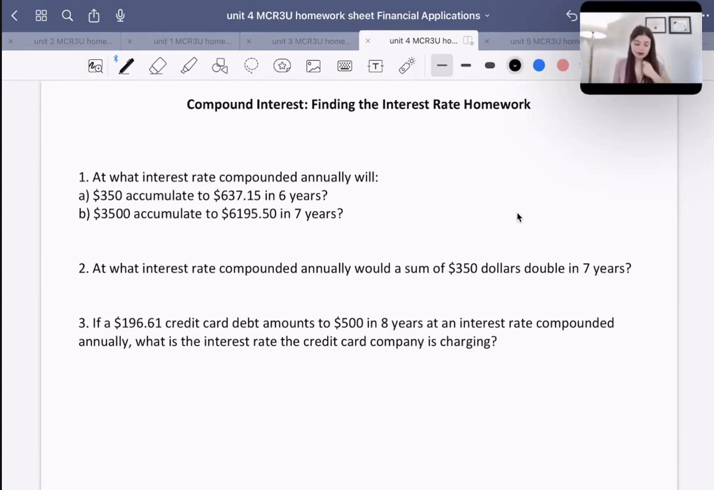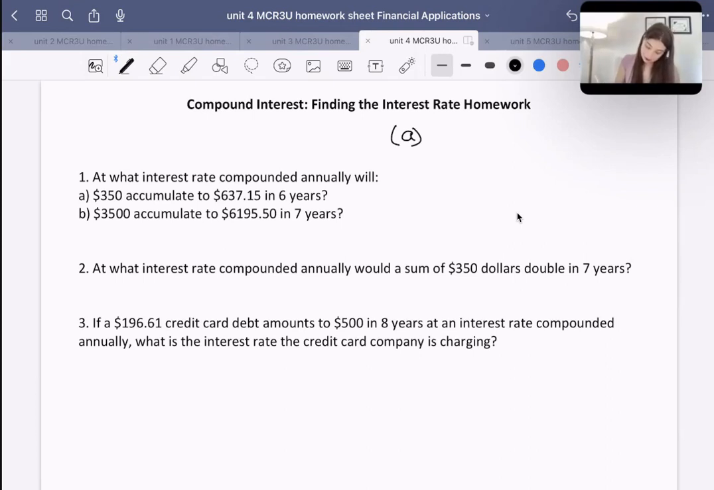Let's start with number 1. Number 1 says, at what interest rate compounded annually will $350 accumulate to $637.15 in 6 years, and $3,500 accumulate to $6,195.50 in 7 years. So in this case, we are finding the interest rate. So let's try it. Let's try A first.